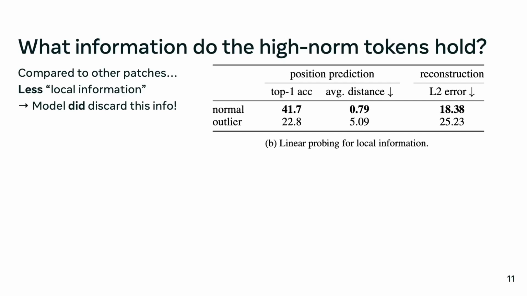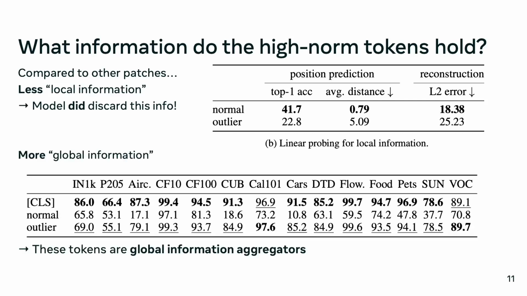So let's think about what the model was trying to do. Maybe it was trying to make space for something else. Maybe it was not explicitly discarding it, but overwriting it with something else. What we could look for is global information. That is basically the opposite of local information. Information about the whole image. Information about the whole image means, for example, information about the class of the whole image in classification datasets.